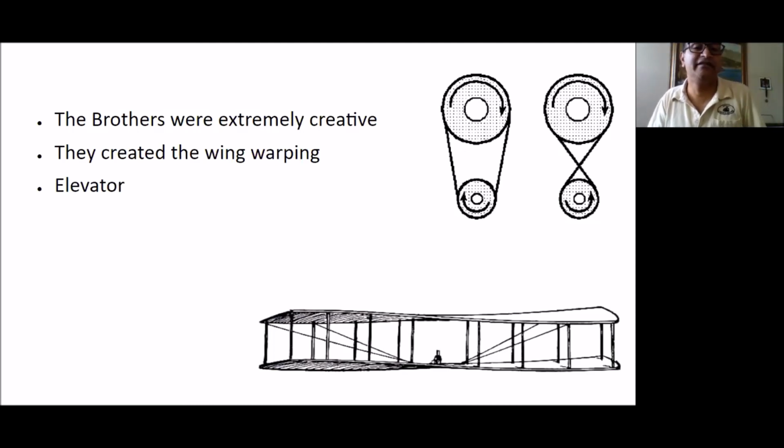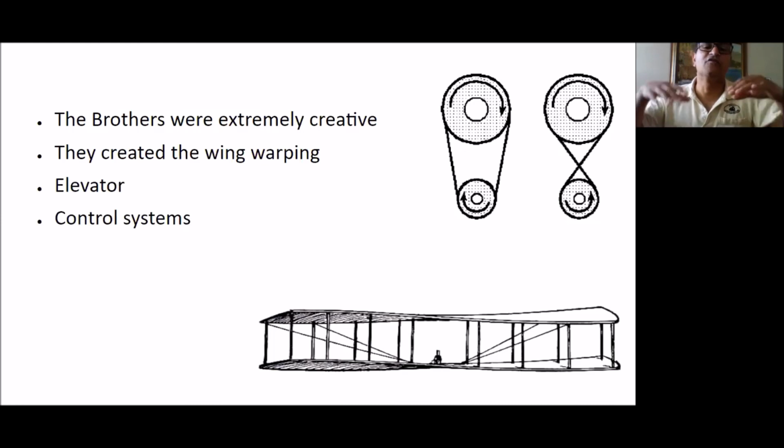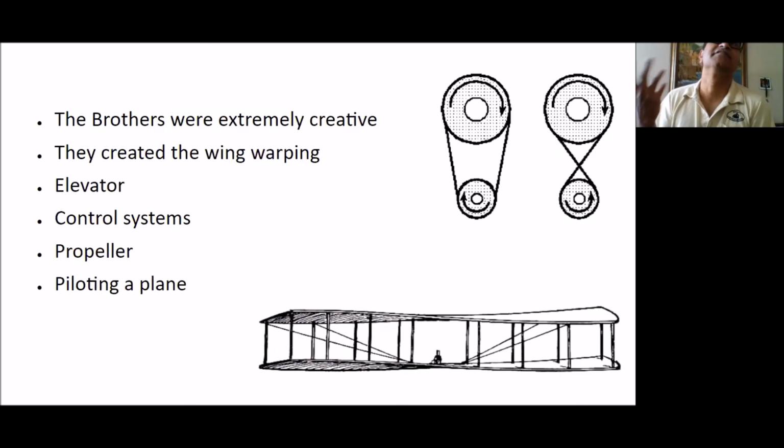And then they built the elevator. You can control the pitch using the elevators and the 3-axis control system. So they were very, very creative. So that's how engineers are. We need to be creative in our job. That's what we always think about.